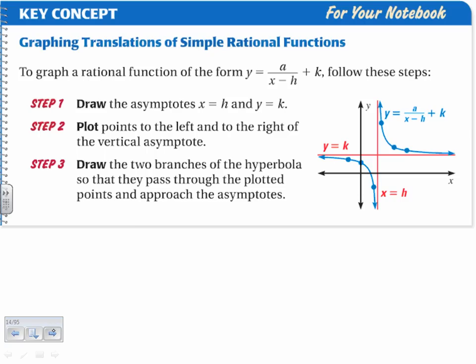So now we're going to graph translations of a simple rational function in this form. This is going to have an asymptote, a vertical asymptote, where the denominator is 0. And then this guy over here is going to be my horizontal asymptote. So this would be a vertical asymptote, this would be a horizontal asymptote. Then we can plot some points just like we made a table and sketch the graph.